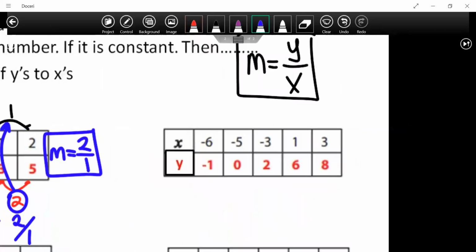Let's do it again for the one on the right. Let's find the differences. -6 to -5 is 1. -5 to -3 is 2. -3 to 1 is 4. 1 to 3 is 2. Now find what the x is. -1 to 0. 0 to 2. 2 to 6. 6 to 8.